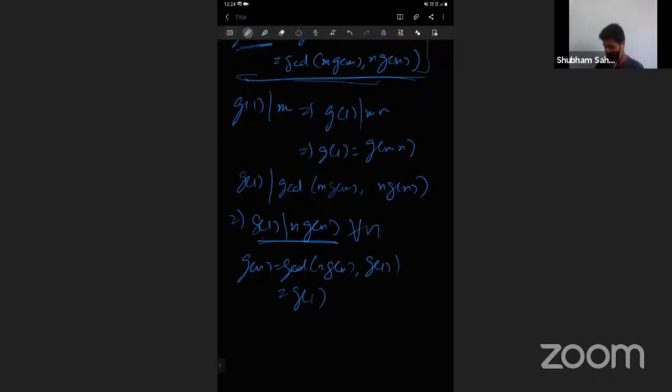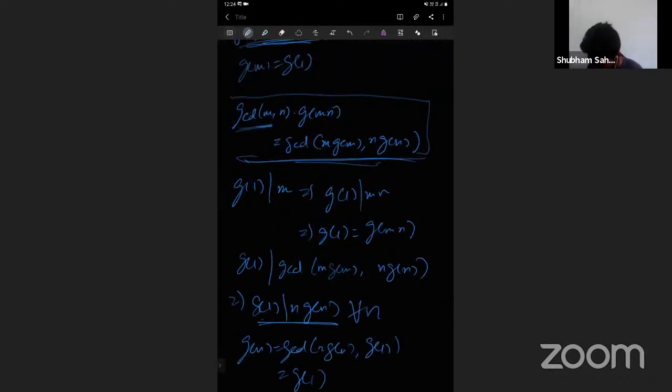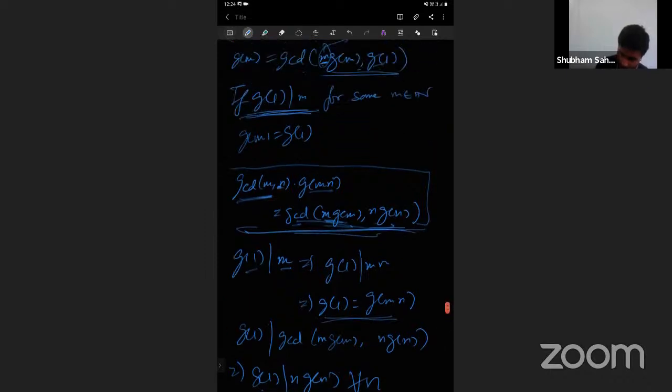Yeah, this was a nice argument. This is obviously not mine, as you can see. So what he's doing is, if we plug in just n equal to 1 over here, we get that g(m) is equal to GCD of m g(m) and g(1). Now, suppose g(1) is dividing m, then g(1) is a factor in here, so the GCD becomes equal to g(1). So we have something like this going on, as we had claimed over here.